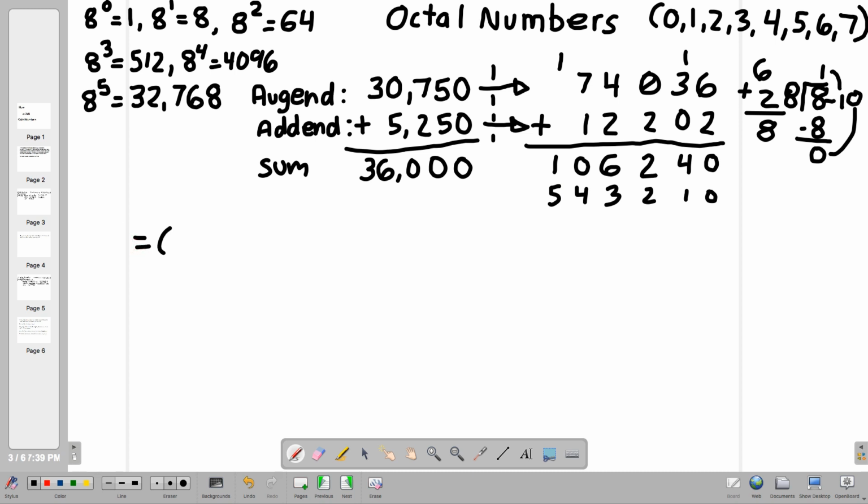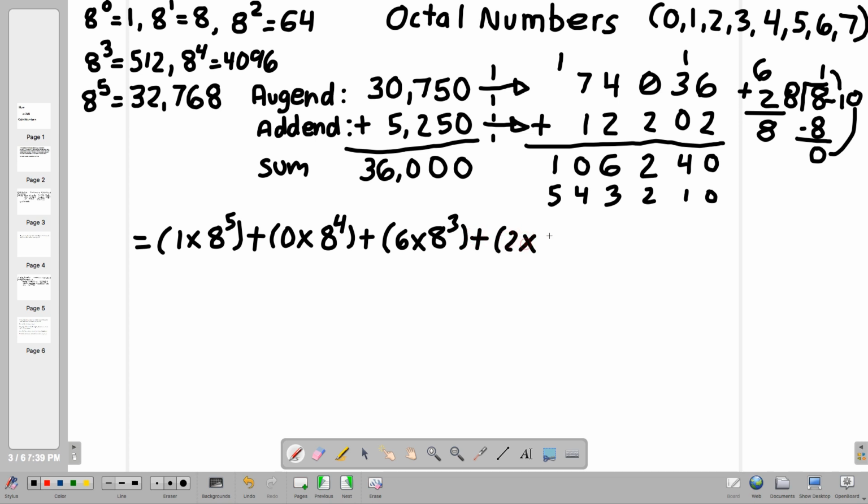So we have 1 times 8 to the fifth power, plus we have 0 times 8 to the fourth power, plus we have 6 times 8 to the third power, plus we have 2 times 8 to the second power, plus we have 4 times 8 to the first power, plus we have 0 times 8 to the 0th power.